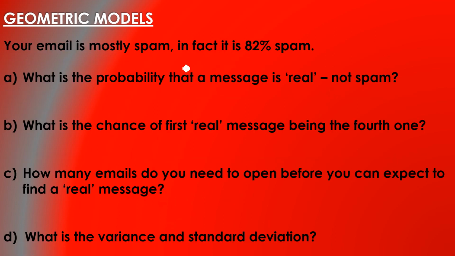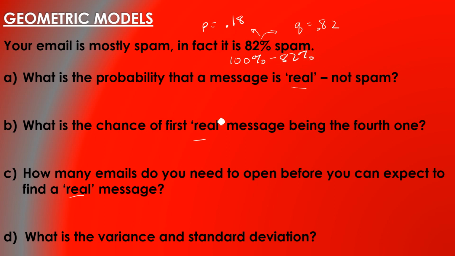All right, so if our email is mostly spam, in fact, 82% spam, let's answer a few questions. So what is the probability that a message is real and not spam? In this case, because all these questions are about the real message, I really don't want to talk about the spam. So I'm going to say that a failure, that's Q, is going to be 0.82. And I'm going to say that a success is going to be 0.18, and I get that by 100% minus 82%.